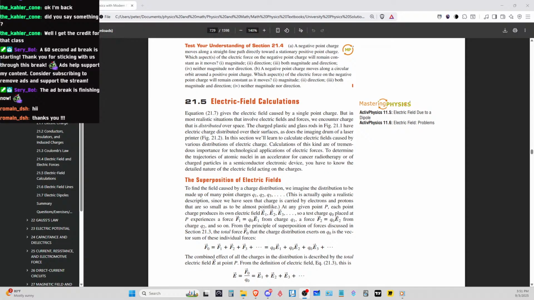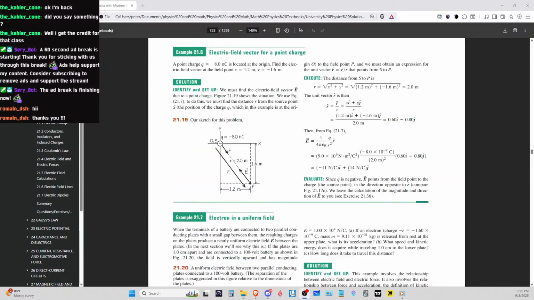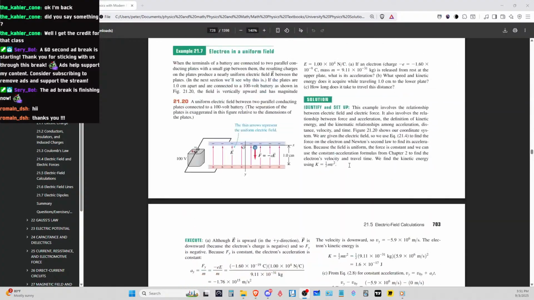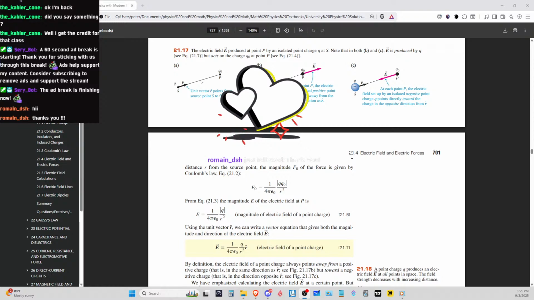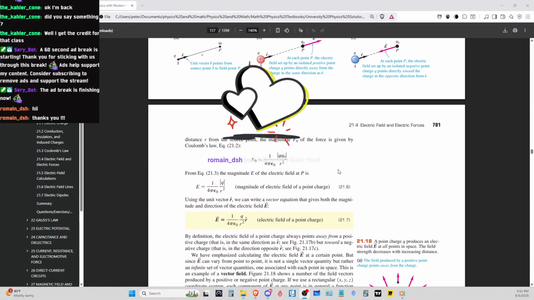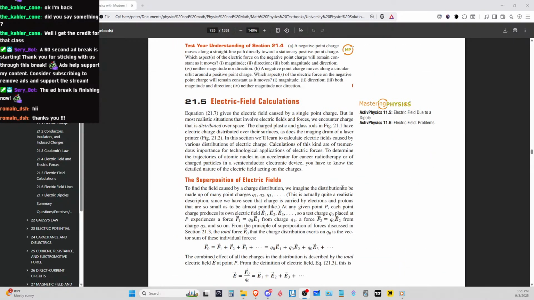Okay, so let's see, equation 21.7. Does it say equation or example? Equation, okay. Oh, Romaine Dish, thank you for the follow, I appreciate it. 21.7. Okay, there it is. It's that equation. It gives the electric field caused by a single point charge, but in most realistic situations that involve the electric fields and forces we encounter, charge is distributed over space. Okay.